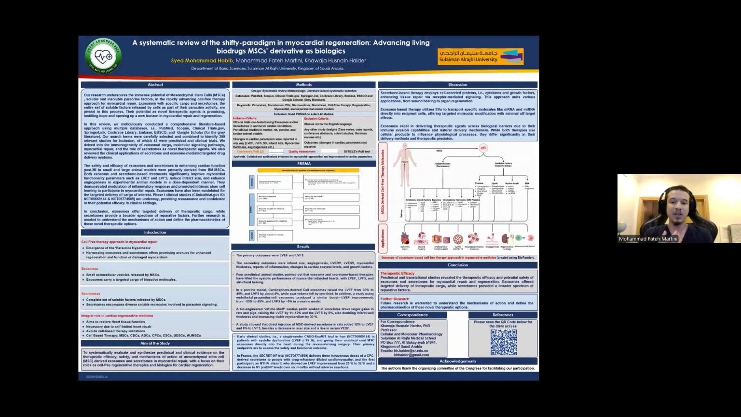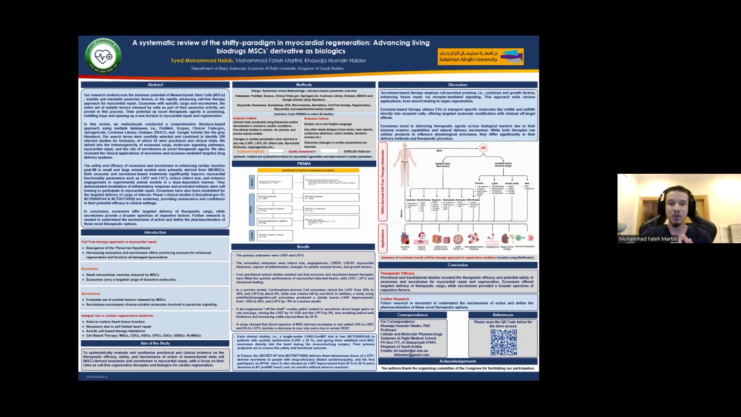And I really appreciate the invitation to present our work, titled A Systematic Review of the Shifting Paradigm in Myocardial Regeneration: Advancing Living Biodrugs, Mesenchymal Stem Cell Derivatives as Biologics. This work is under the supervision of Professor Khawaja Hassan Haidar, Head of the Research Department at Sulaiman Al-Rajhi University. So let's get right into it.